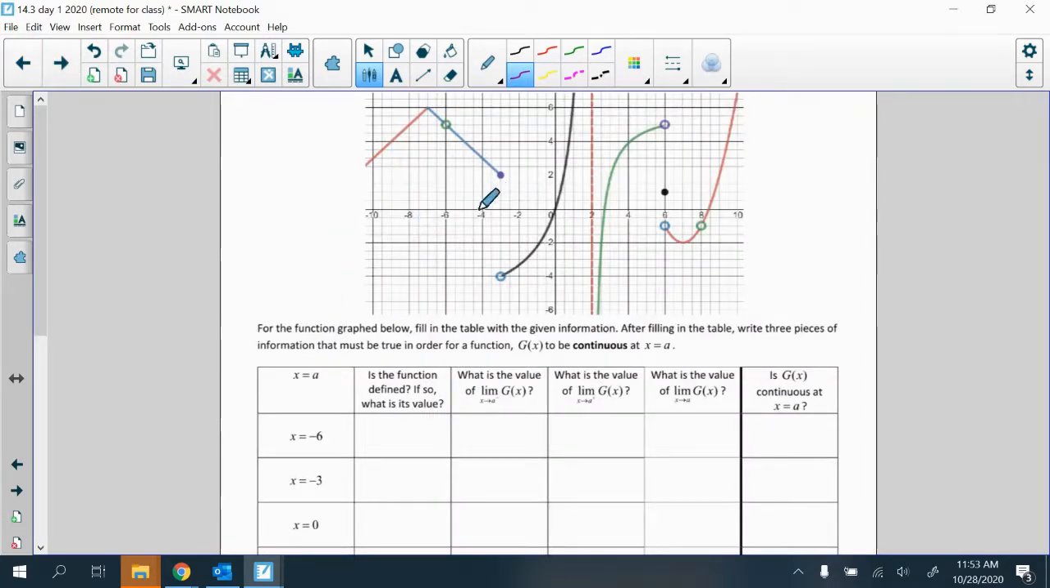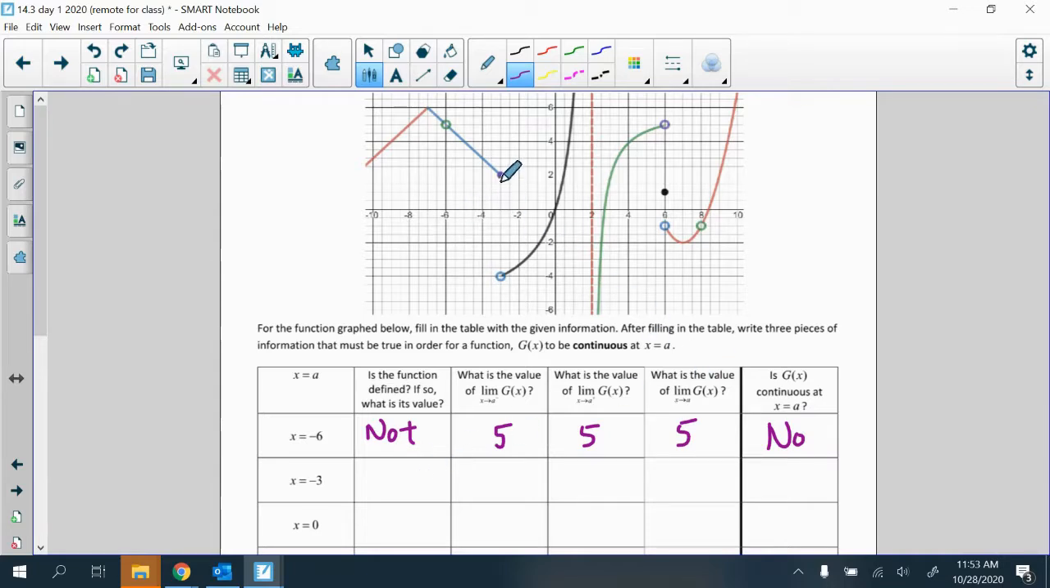So if we take a look at this graph, as x approaches -6, the function is not defined. So therefore, we already know the function is not continuous at -6. But let's fill out the rest of the chart. The limit from the left and the limit from the right are both 5. So the value of the limit is 5. But since the function is not defined there, it's not continuous because it doesn't all match up.